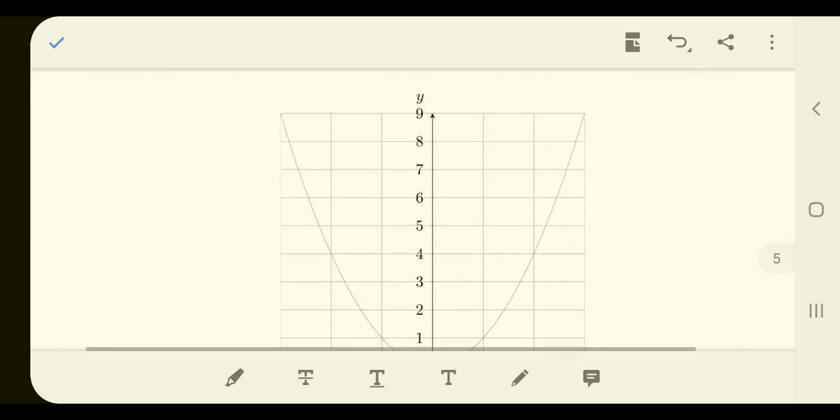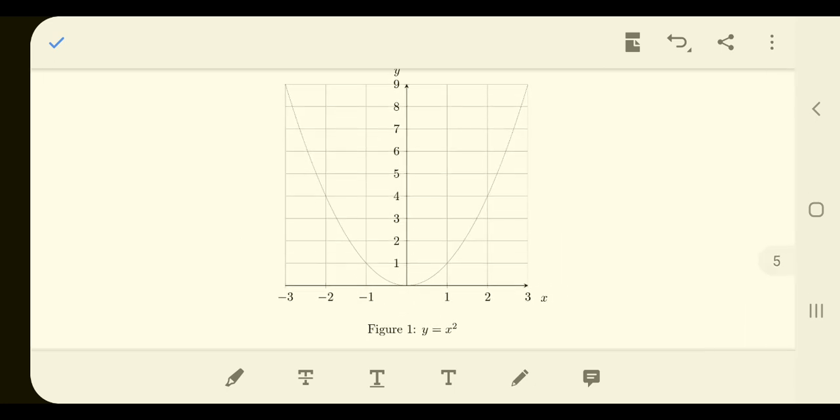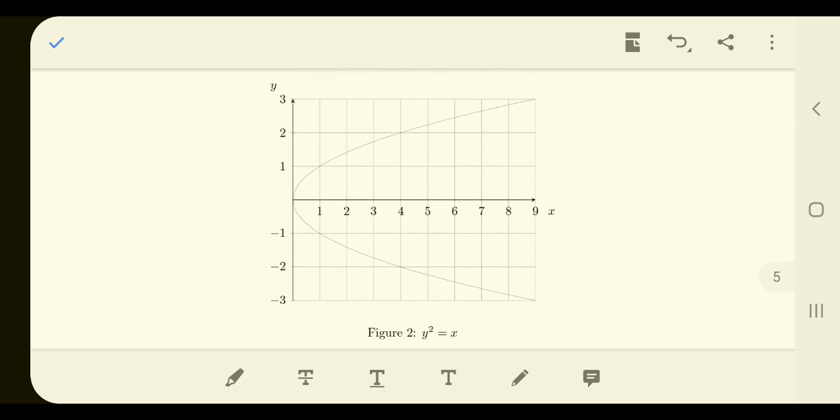So consider the graph of x square. This is the x square graph, and this is another graph, which is y square equals x. We want y equals x square to be a function, and its inverse to be a function too, because once you say that it should be bijective, it means that f of x and f inverse of x both should be functions.